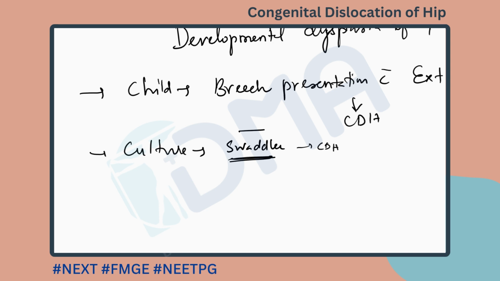They keep the child by the side, so the hip gets abducted. Once the hip abducts, it won't dislocate. When you keep it adducted, it dislocates. So it is not common on our side. In America it is common, because they do not carry the child like that. So CDH is common there.